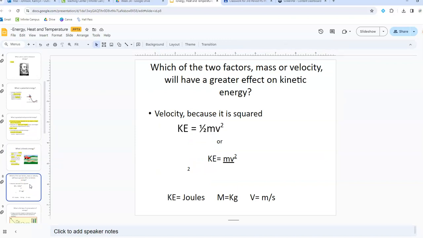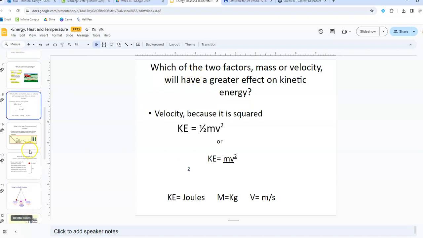Okay, and this one right here: which of the two factors, mass or velocity, will have a greater effect on kinetic energy? You should be able to figure this one out just simply because velocity is squared. Your mass is not squared, so it's not going to have as much of an impact on your kinetic energy as your velocity will.